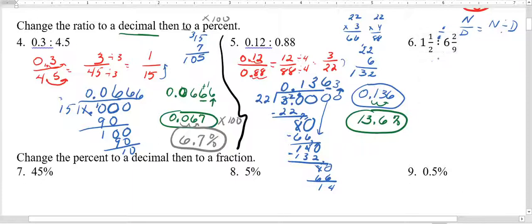And I can't divide when they're in mixed numbers. I can only divide when they're improper fractions. So change them to improper. 2 times 1 is 2, plus 1 gives me 3. So that's 3 halves divided by 6 times 9 is 54, plus 2 is 56.